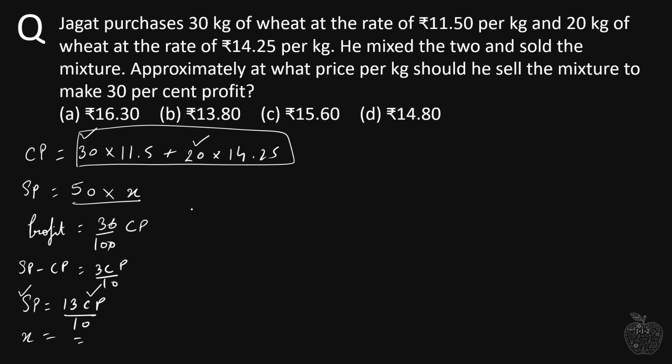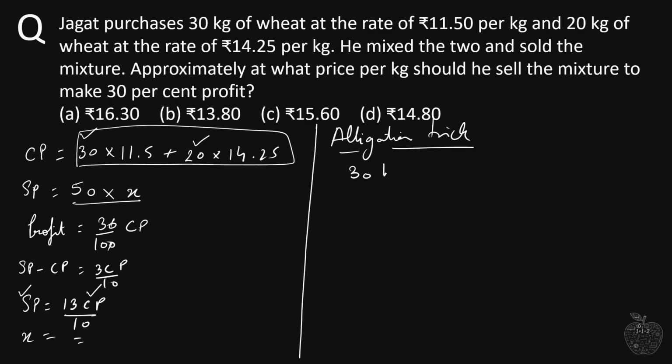Now when you are in the exam, we'll avoid this way of solving the question. We'll use the allegation trick instead of this. Okay. So let's solve it again. So we are given that there is 30 kg of wheat bought at 11.5 per kg and 20 kg is bought at 14.25 per kg, and both are mixed together.